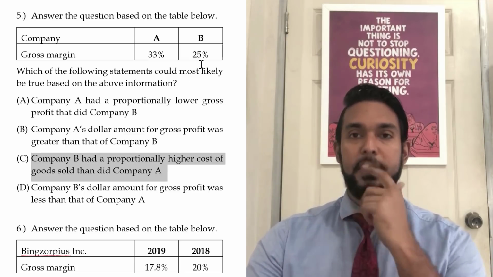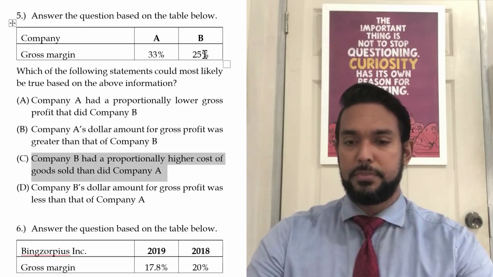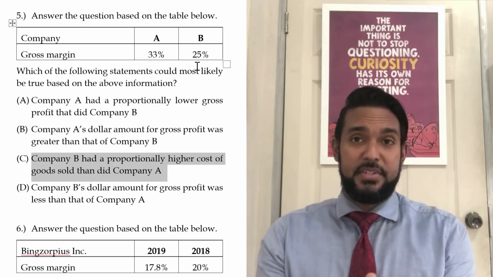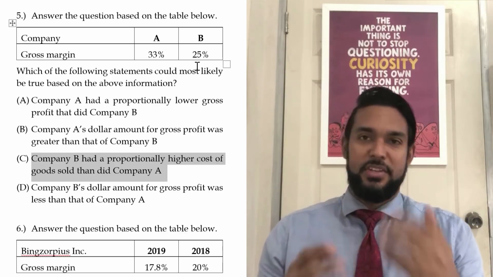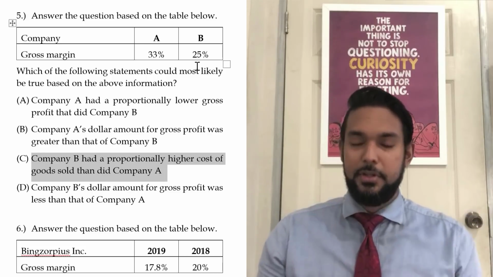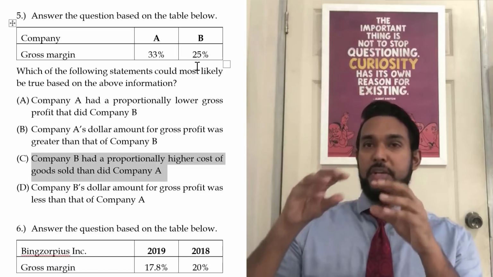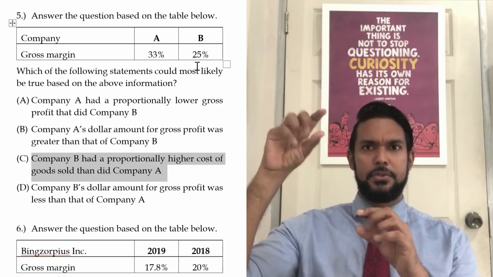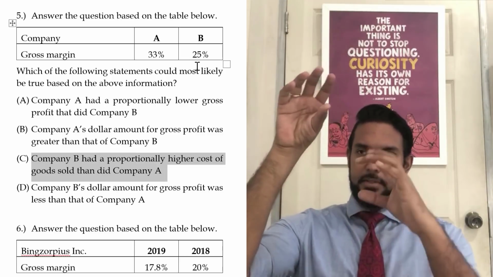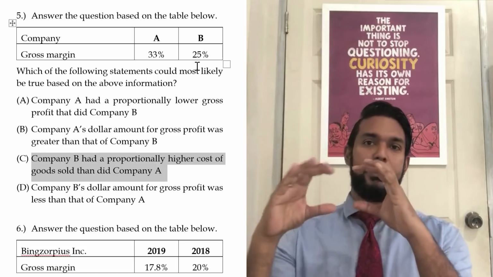Right, so that is true because think about it. If your gross margin is 25%, your gross margin is 25% of your net sales. So how do we get from net sales, we minus in something and are left with 25%?